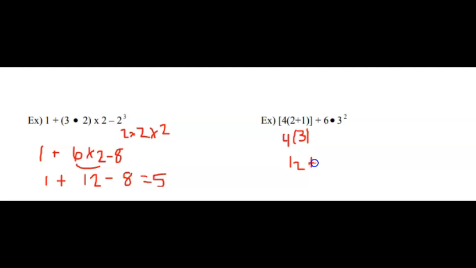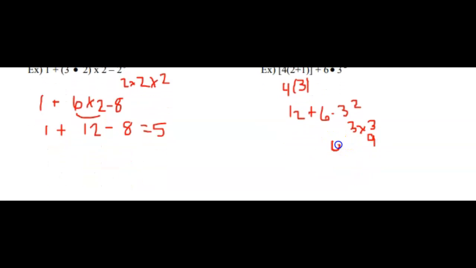So now I got a 12 plus 6 times 3 squared. Well, I got to do 3 squared first. 3 times 3 is 9. Okay? And I'm going to bring down my 6. I got 6 times 9. I got 12 over here. Okay? And I do need to do this 6 times 9 first. 6 times 9 is 54. And so I have a 12 plus 54, and a 12 plus 54 is 66.